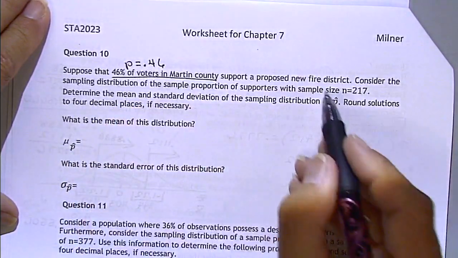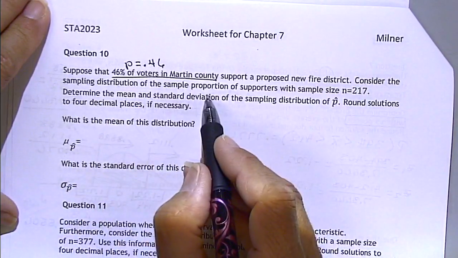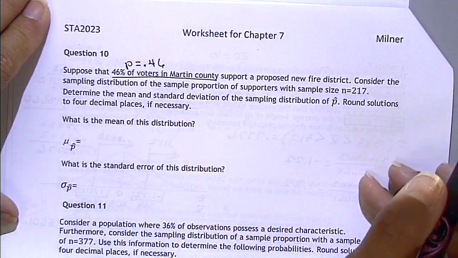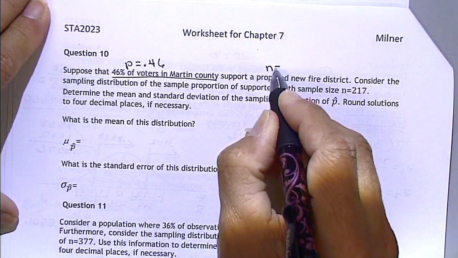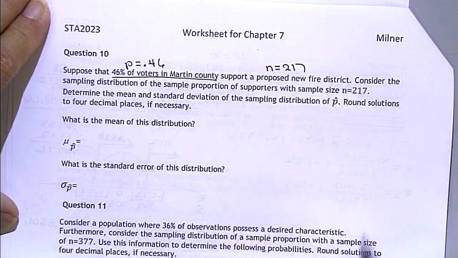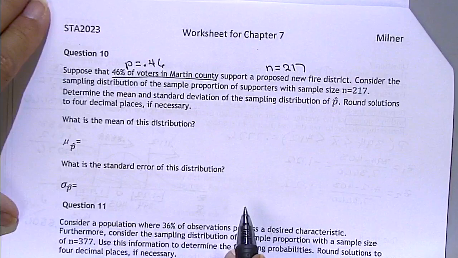Okay? And then it says the sampling distribution of the sample proportion, sample size is 217. It gave us n. Okay, so let's see if we can answer the questions. That's all it really gave us, right? This is why I get emails about not giving me enough information.